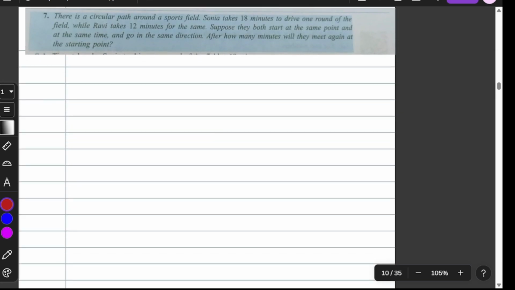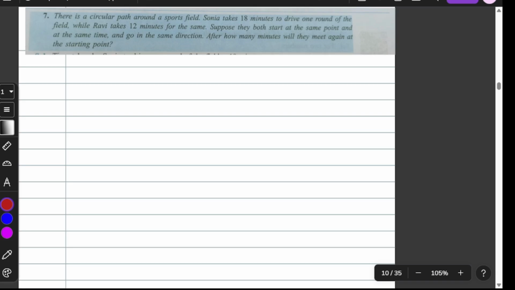Now, the next question is, there is a circular path around a sports field. Sonia takes 18 minutes to drive one round of the field, while Revi takes 12 minutes for the same. Suppose they both start at the same point at the same time and go in the same direction, but after how many minutes will they meet at the starting point? This is the question.